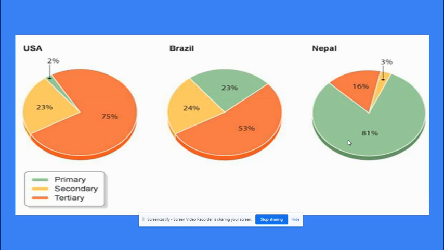So, really, what that tells us is that the United States is an MDC, that Nepal is certainly an LDC, and that Brazil is probably an emerging economy. Brazil is increasing in the tertiary sector, but is still pretty heavily dependent upon the primary sector. And remember, there's a lot of slash and burn agriculture in Brazil. And then we see that Nepal, which is a highly mountainous country with not a lot of industry, maybe not surprisingly is heavily primary.